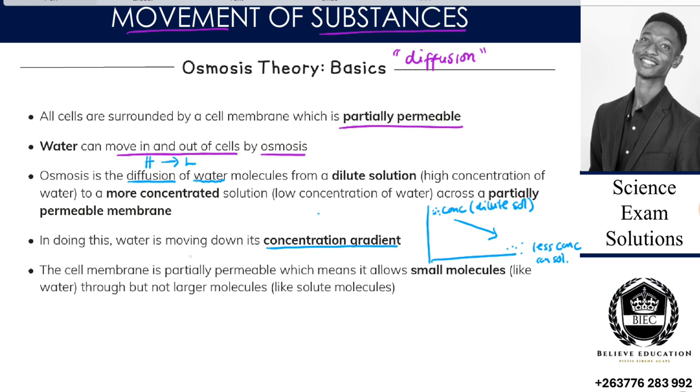So water is moving down its concentration gradient, and the cell membrane is partially permeable, which means it allows small molecules like water through, but not larger molecules like solid molecules. So the cell membrane only allows water, and it doesn't allow the other molecules to pass through because of their size. They will be larger.